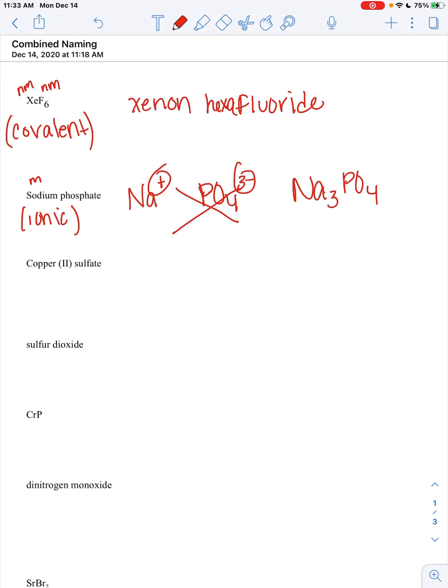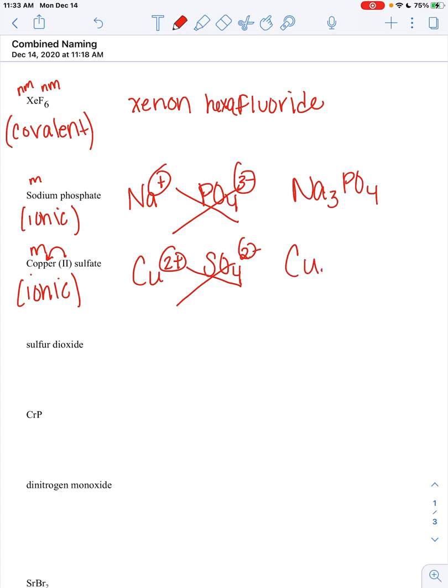Next one, copper 2 sulfate. Copper is a metal. Sulfate is a polyatomic ion, so this one is going to be ionic. Because of this Roman numeral, we know copper, which is a transition metal, gets a 2+ charge. Sulfate is on our polyatomic chart, and it gets a 2- charge. We crisscross, and we get Cu2, SO4, 2.